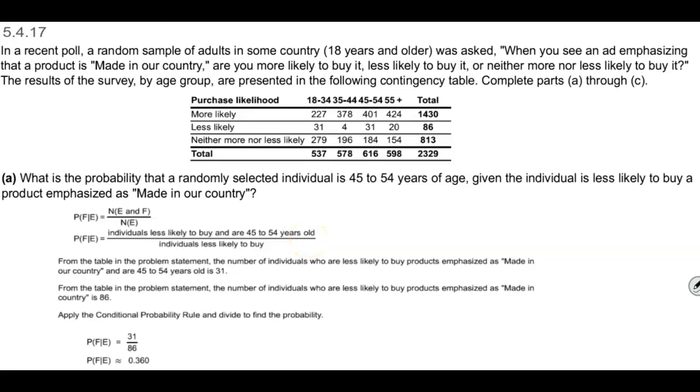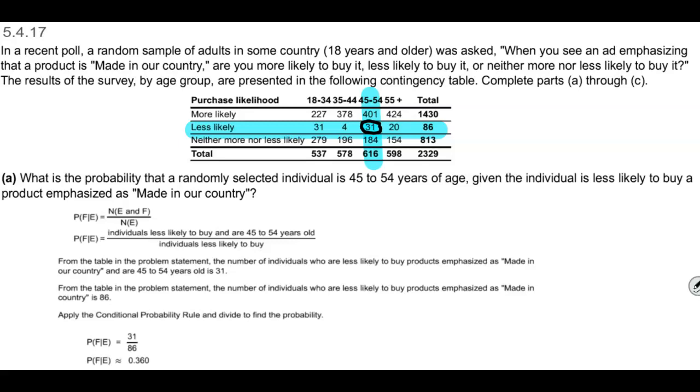So if we take a look at the "and" part here, it's saying that the individuals are less likely, and then we're looking at the age group of 45 to 54. If you notice, when we create that kind of cross, it's telling us that the number in our numerator is going to be 31. So you can see that the individuals who are less likely to buy the product and are 45 to 54 years old is 31. So that's going to be in our numerator.